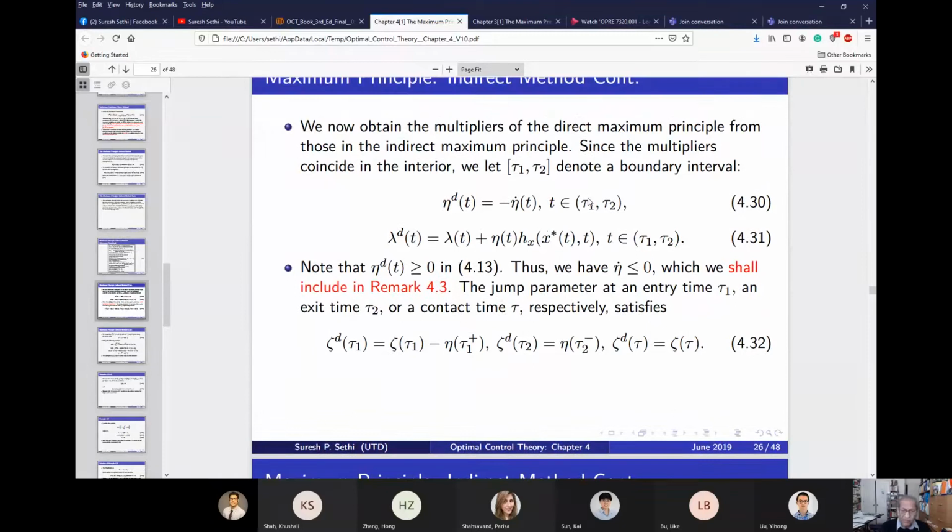Now, these are the transformations. The eta_d and lambda_d are related to eta and lambda this way. So if you give me these, I can find these. If you give me these, I can find these. That means that if I'm using the indirect maximum principle and I get eta and lambda, I can find eta_d and lambda_d, and I can find the sufficiency condition using the indirect principle. Because the indirect principle will require me to use eta_d and lambda_d.